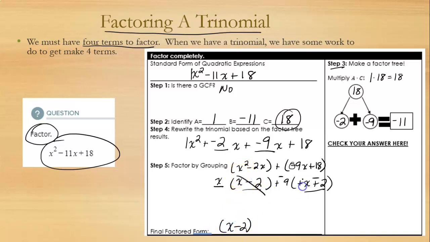I take that out, and that leaves me with either x plus negative 9 or x minus 9. And we're not going to check today in the interest of time and it being Summer Academy.